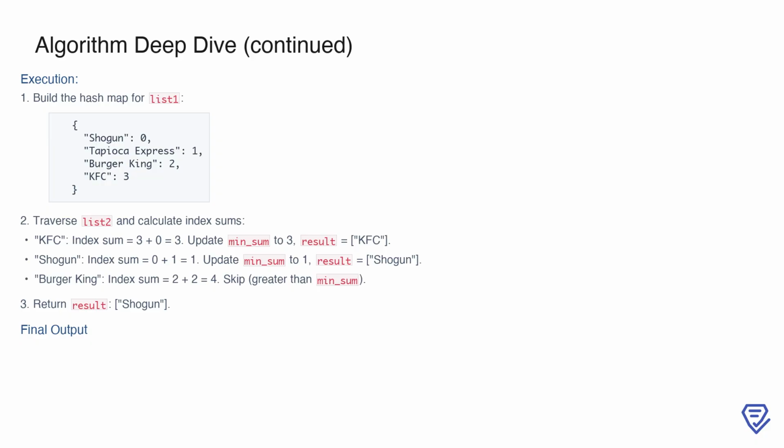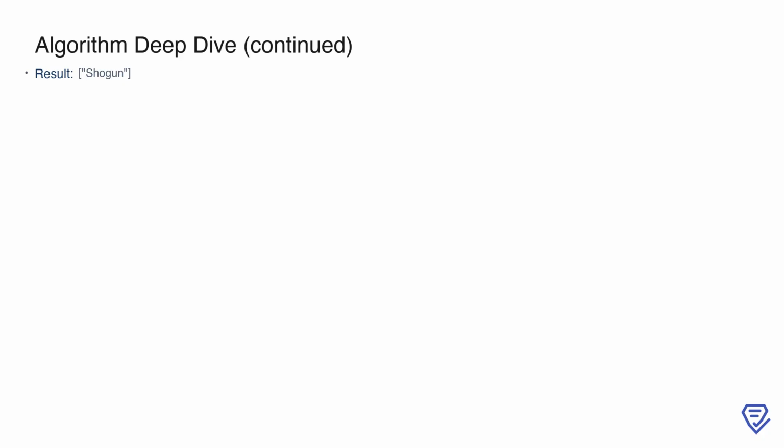Moving to Shogun, we find it in the hash map with an index of 0 in list 1. Adding its index from list 2, 1, the index sum is 1. Since 1 is smaller than the current min_sum, we update min_sum to 1 and reset result to Shogun. Finally, for Burger King, the index sum is 4, which is greater than min_sum, so we skip it. At the end of the traversal, result contains only Shogun. The final result for this example is Shogun, as it is the common restaurant with the smallest index sum.